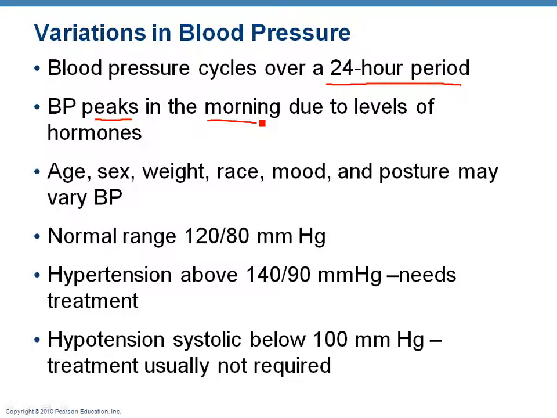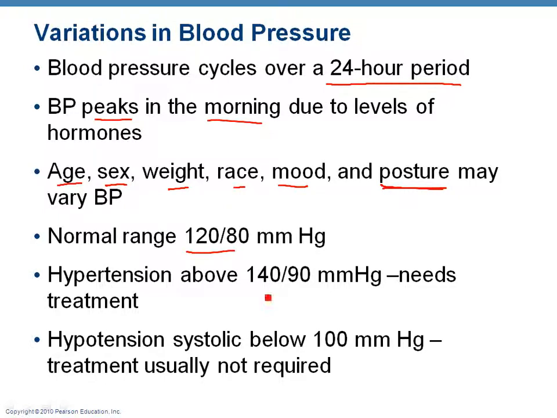It can also vary based on your age, your sex, your weight, race, mood. If you're angry or upset, your blood pressure may go up. Your posture. If you've ever gotten up too fast and you felt like the blood just drained from your head and you just kind of felt woozy, that can happen. You can lower your blood pressure by getting up too fast. That's called orthostatic hypotension. Your normal blood pressure range is 120 over 80 millimeters of mercury.